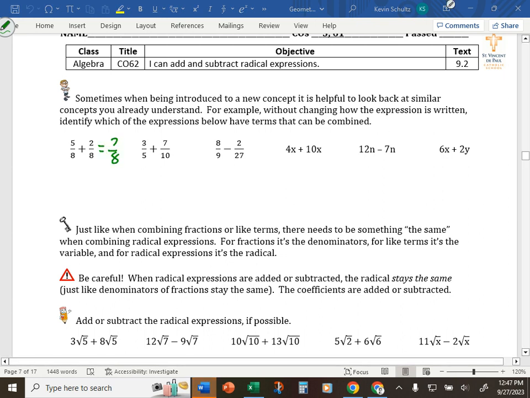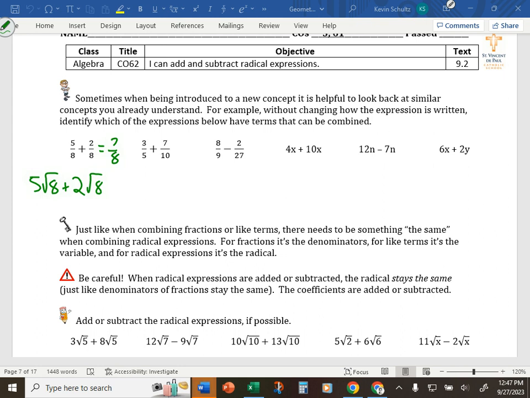If we had the root expression 5√8 plus 2√8, it's the same thing. In order to add and subtract roots, the radicals must be the same. And when you do the addition or the subtraction, the roots don't change. Only the coefficient does, how many of them you have. Remember, a coefficient tells you how many of something you have. We have 5 √8s. We get 2 more √8s. How many √8s do we have? 7.